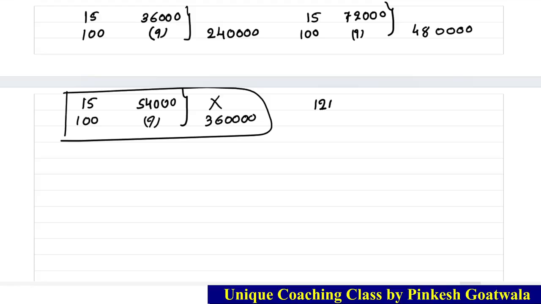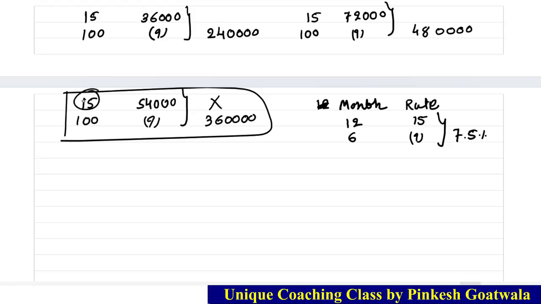The rate we have is a 12 month rate. We have a 15% rate, which is a yearly rate. The rate available with us is yearly, 12 month rate, so we have to convert it into 6 months. So the 6 month rate will be 7.5%. So here you have to take 7.5 instead of 15. In place of 15 we have to take 7.5.